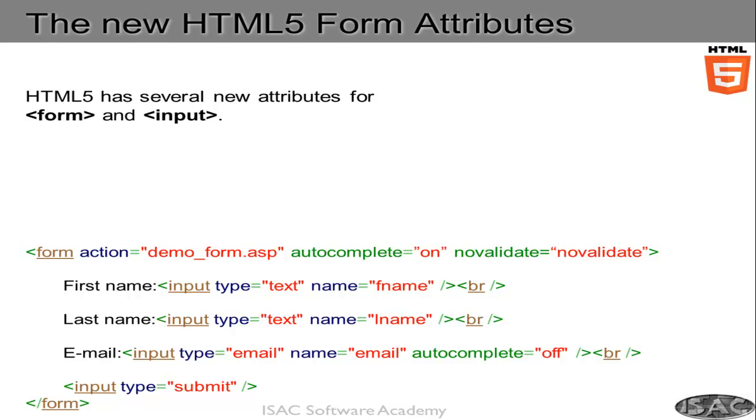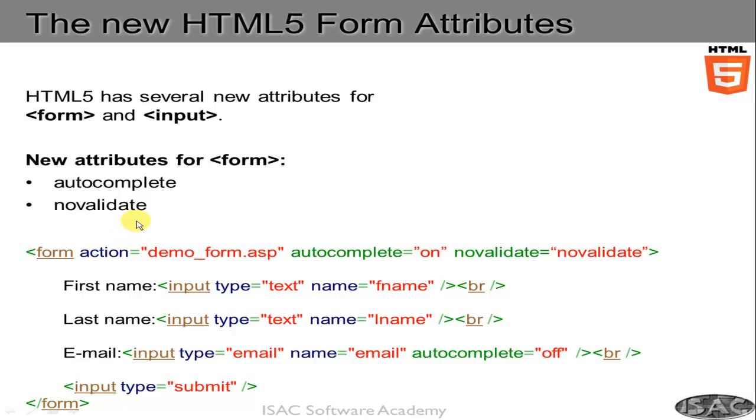Now HTML5 has several new attributes for the element called form and the element called input. In the form element, the new attributes which have come for form are autocomplete and novalidate. These are the two new attributes which have been put by HTML5. Autocomplete is a new attribute for the form element, and another new attribute for the form element is novalidate. We'll see what is the use of these two attributes for the form element.